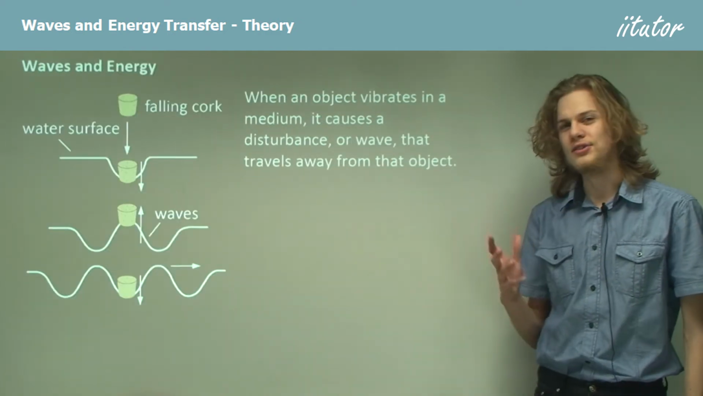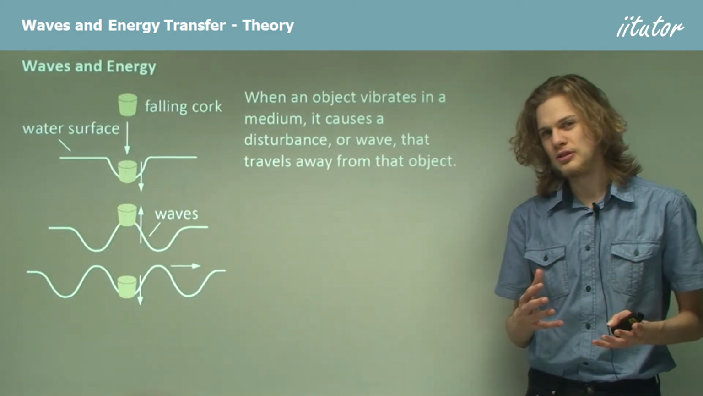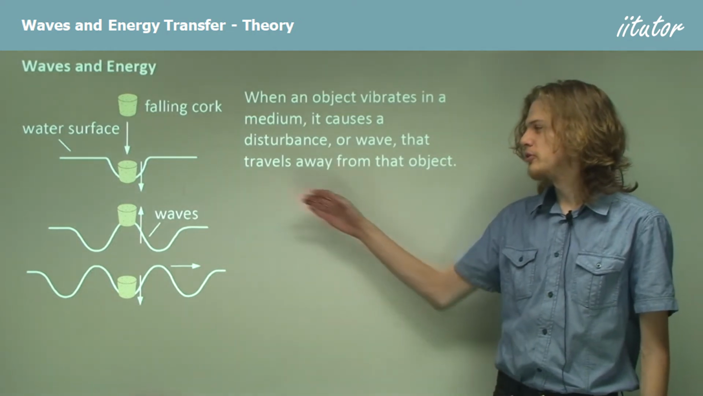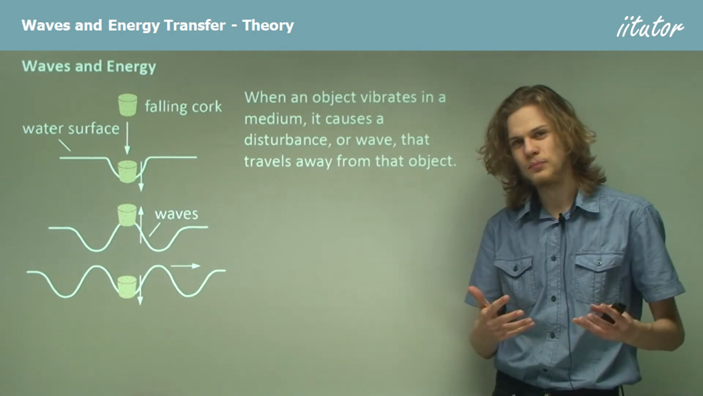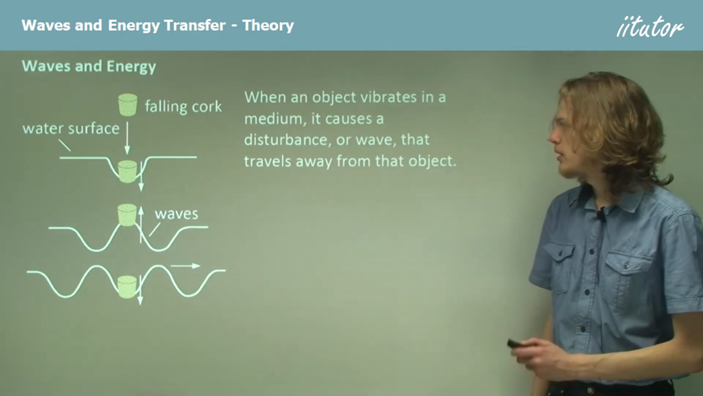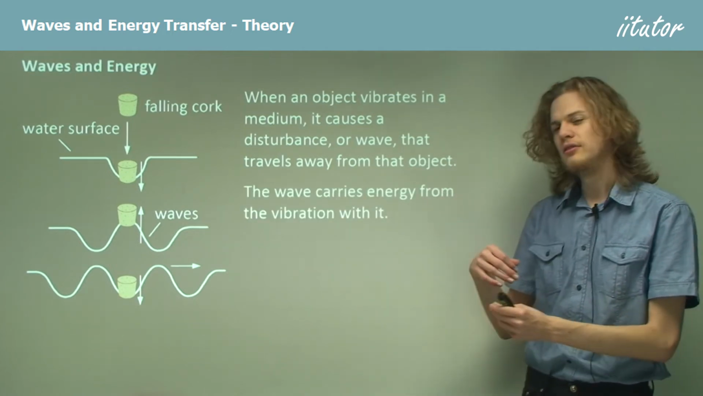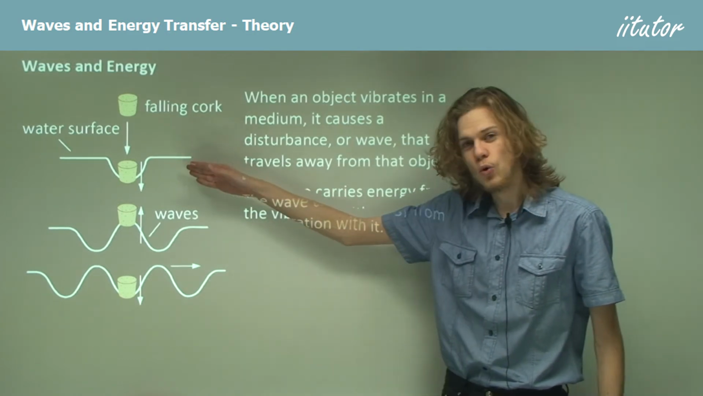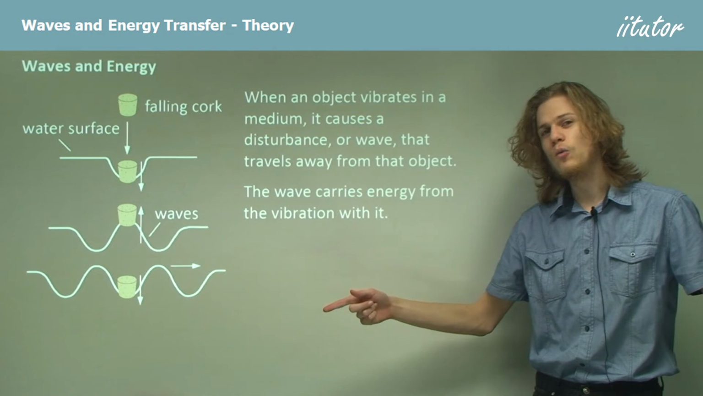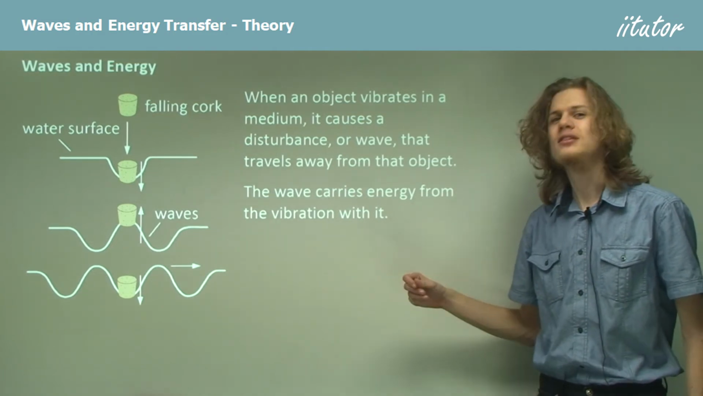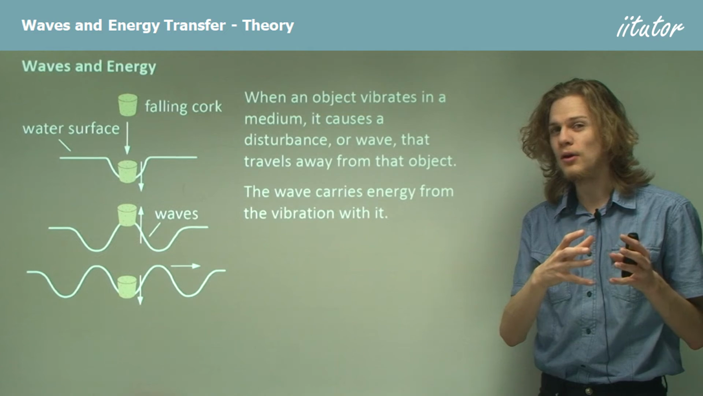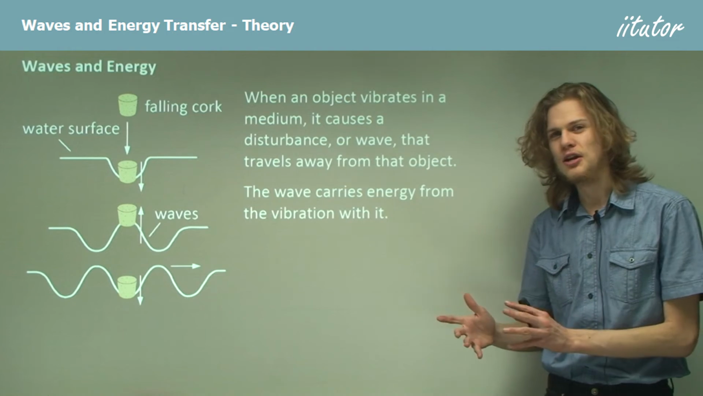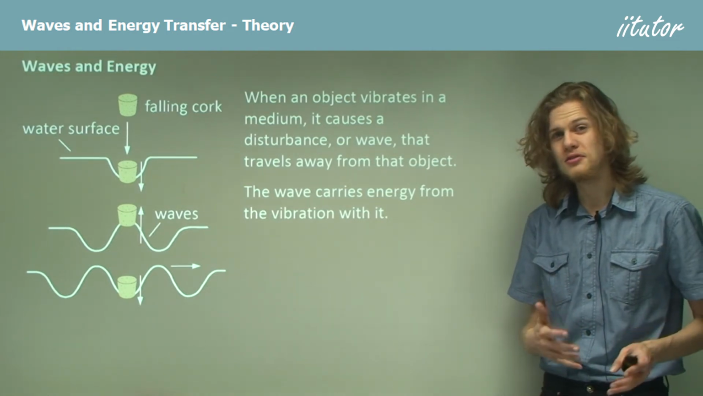Now, when an object vibrates in a medium, it causes a disturbance. We can see that in this series of diagrams over here. A cork has been dropped into some water and caused a disturbance in the water, right? Now, that disturbance will actually travel away from the object. We can see that the vibrations caused by this cork are spreading outwards. As they do this, they're taking energy from the cork's vibration and carrying it away from the cork. And that means that we have energy being transferred without matter being transferred, hence a wave.